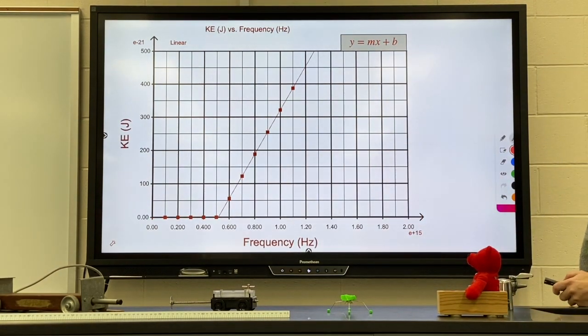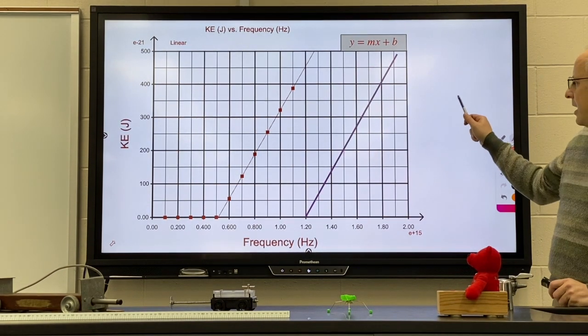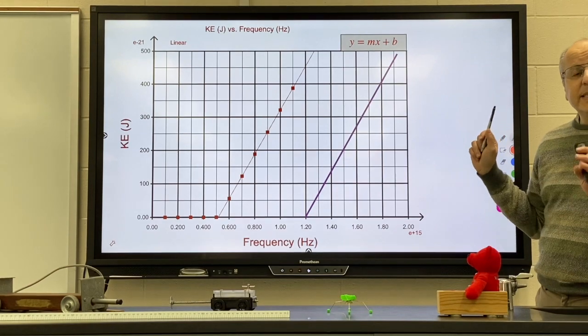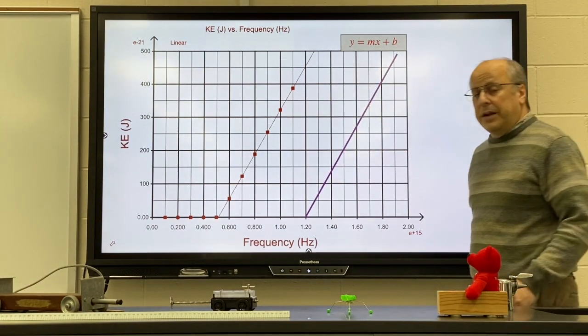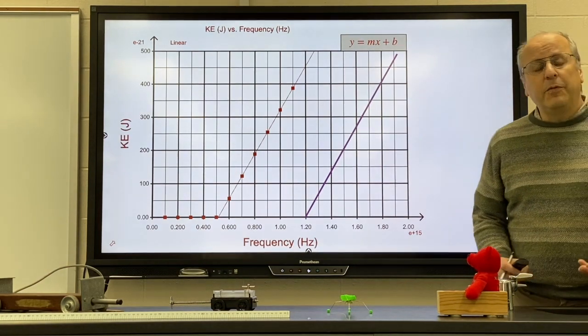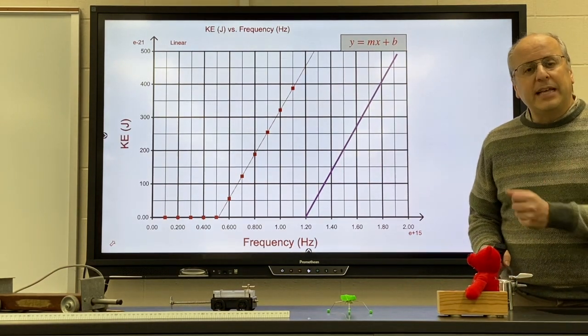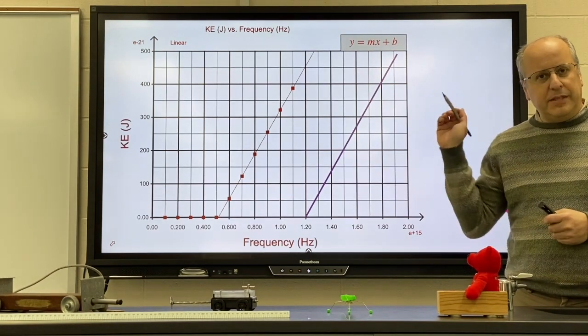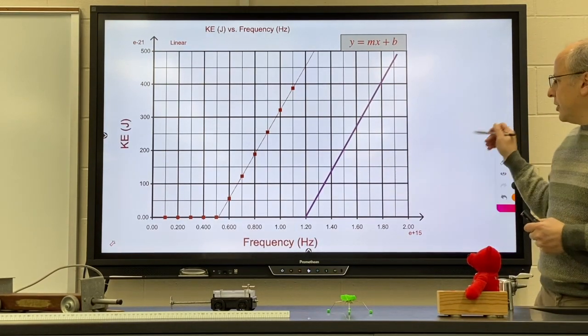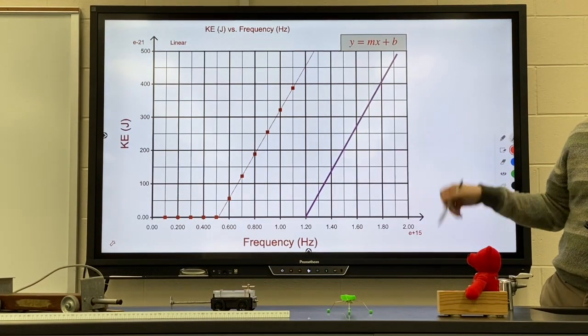If we were to replace it with a different material, we would get another linear graph with the same exact slope, but a different threshold frequency. As we saw before, cesium and potassium had different thresholds, but it turns out they would have the same slope. So the slope is not determined by the metal.